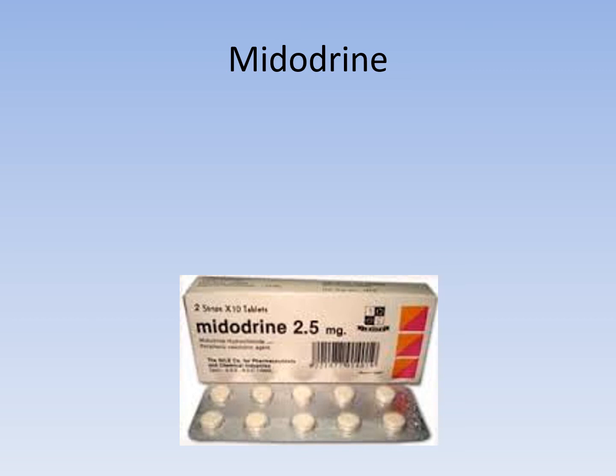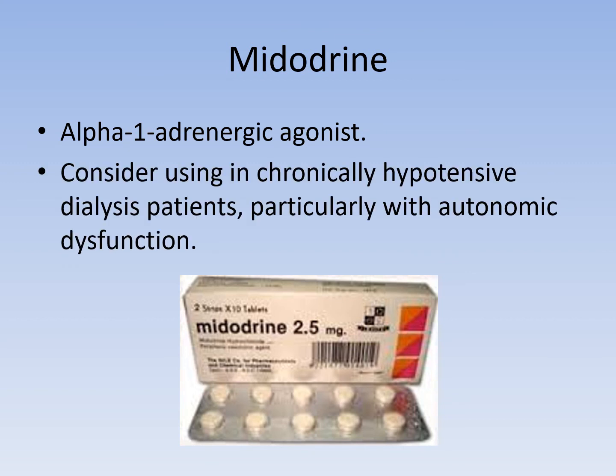Another treatment option for patients with frequent intradialytic hypotension is medication called midodrine. Midodrine is an alpha-1 adrenergic agonist that causes vasoconstriction of blood vessels, which increases pressure. It's usually given 10 to 30 minutes prior to a dialysis treatment. You can even give it halfway through a dialysis treatment.